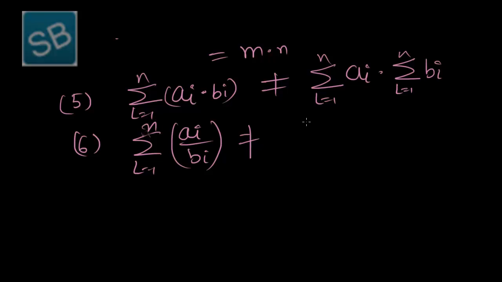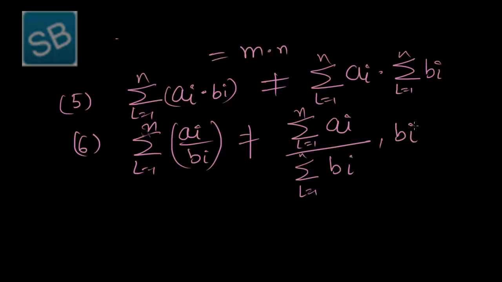It is not equal to the individual quotient of two series. So remember these points so that while solving such type of series we can involve these properties of sigma. And in the quotient of series, bi should not be equal to 0. That is the property of rational numbers.